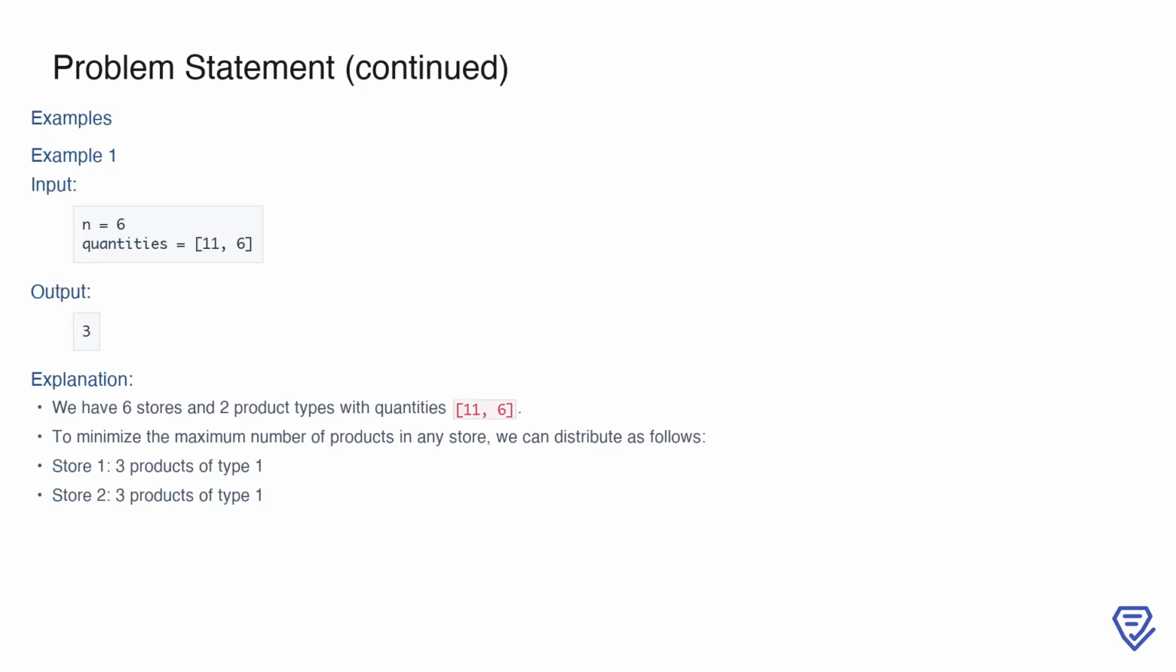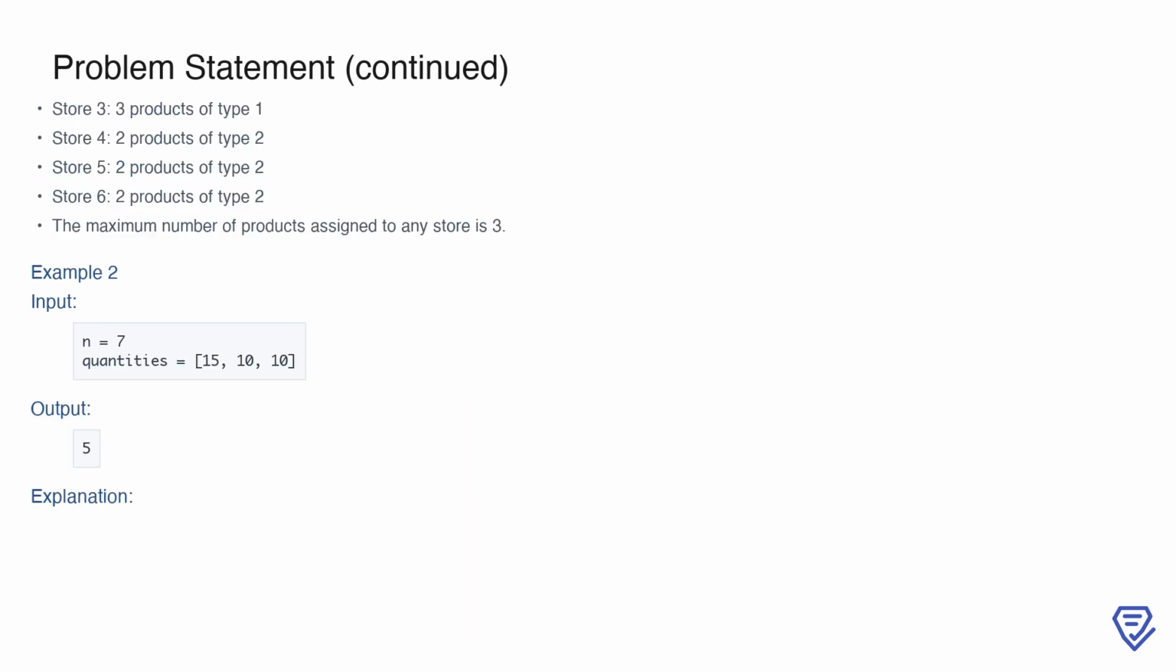Let's consider the first example to understand the problem better. Here, we have 6 stores and 2 product types with quantities 11, 6. To achieve the goal of minimizing the maximum number of products per store, we can distribute the products as follows: assign 3 products of type 1 to store 1, 3 more of type 1 to store 2, and another 3 of type 1 to store 3. For the products of type 2, we will assign them across the remaining stores. So far, we have started distributing the products in a way that balances the workload evenly across the available stores.